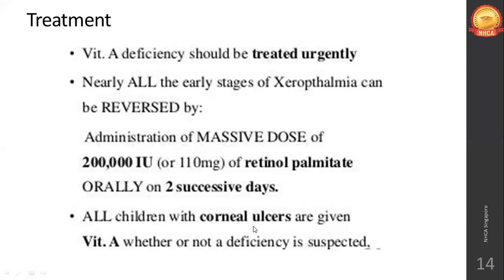All children with corneal ulcers are given vitamin A, whether or not deficiency is suspected. This is the reason why in preschools and kindergartens, the teachers are taught how to identify white hot spots, the early stage and later stage of white hot spots, in the kids. Even preschool teachers are given this form of training to identify it in the classroom itself, and then report it to the administration or to the parents to take the child to a PHC.